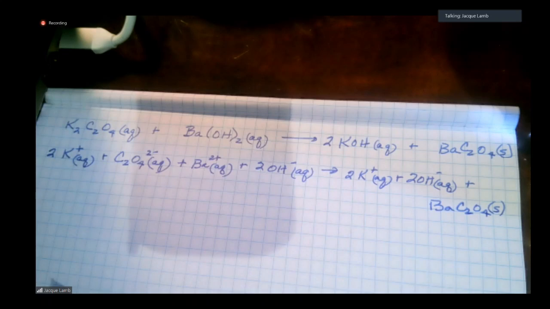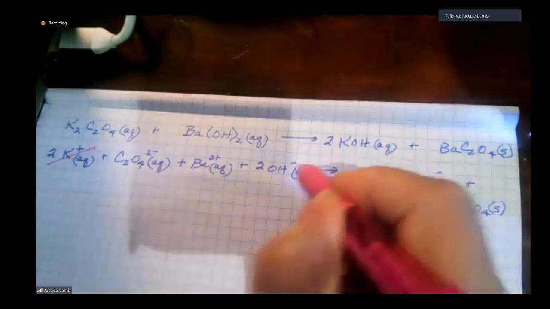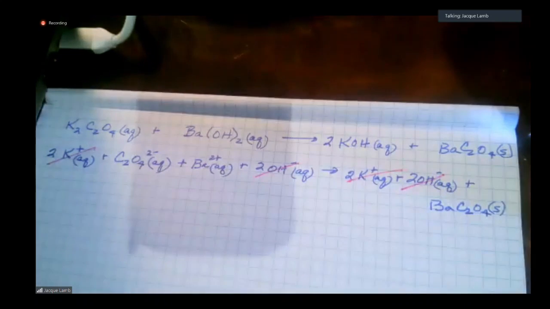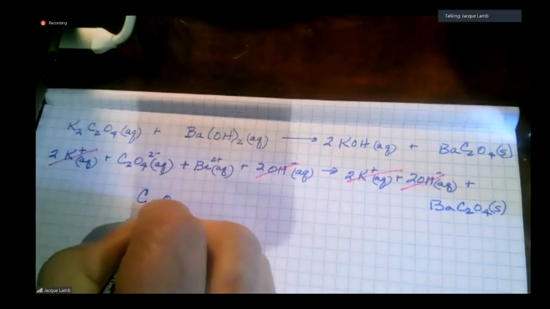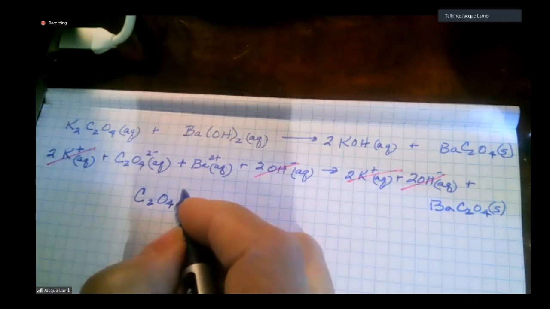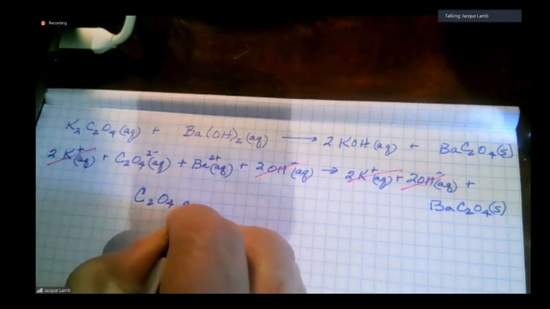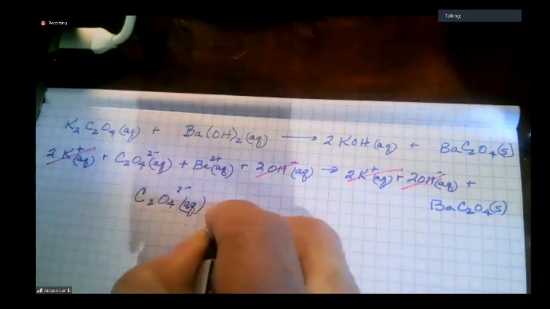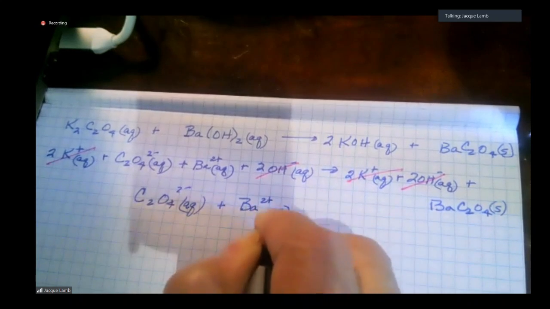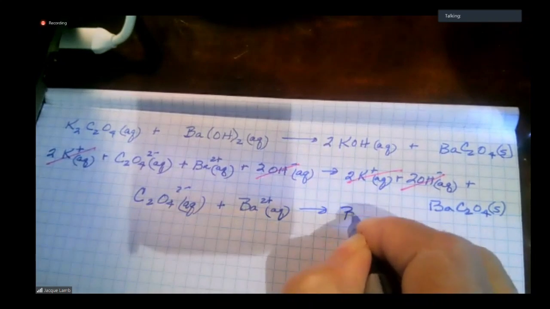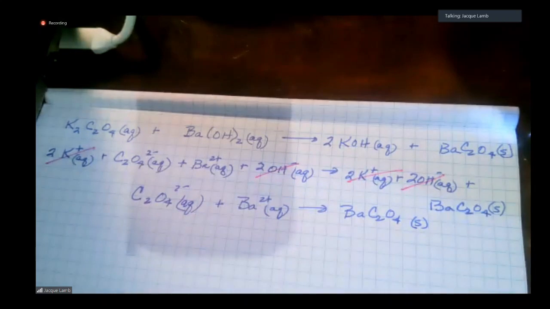And now I can look to see what hasn't changed. My potassium ions are the same on both sides. My hydroxide ions are the same on both sides. So my net ionic equation is chromate, excuse me, I'm calling this chromate. It's not chromate, it's oxalate. Please forgive me. It's oxalate aqueous plus barium aqueous forming barium oxalate solid. And that's the net ionic equation.